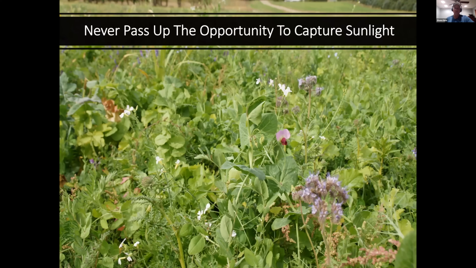You know, it's just a great image. You know, never pass up the opportunity to capture sunlight. And that's the reason why, you know, when we talk a lot about cropping systems, you know, of implementing cover crops, changing your disruptions.